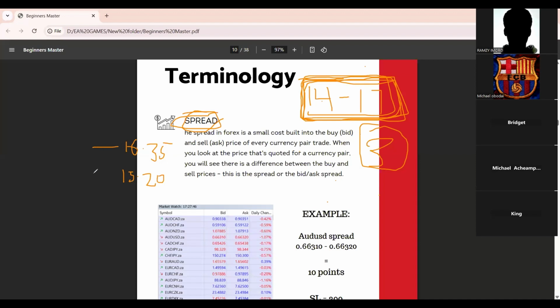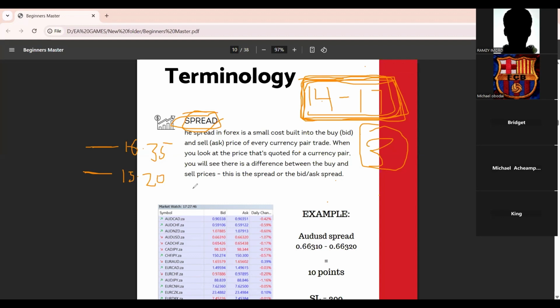And when you get on the chart, you're going to see something like this: two lines, one green, one red. This is going to be the ask price, and this is going to be the bid price. Basically, the ask price is what they want to sell it for.